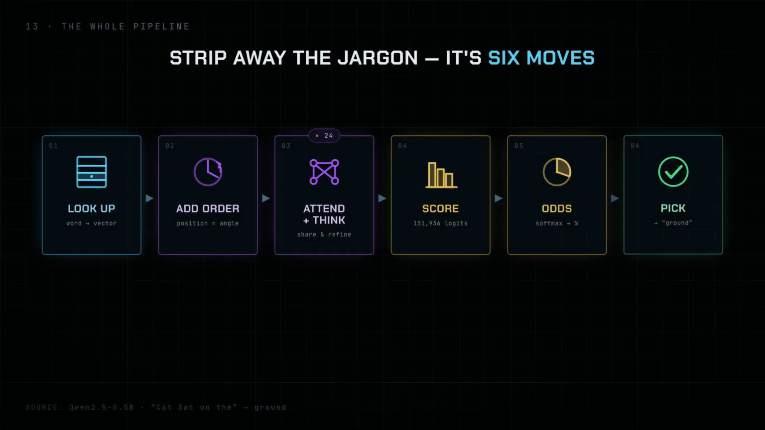Strip away the jargon and it's simple. Look up each word, add its order, then let attention and thinking repeat 24 times. Score every possible next word, turn scores into odds, and pick. No magic, just a very deep, very well tuned pattern machine.